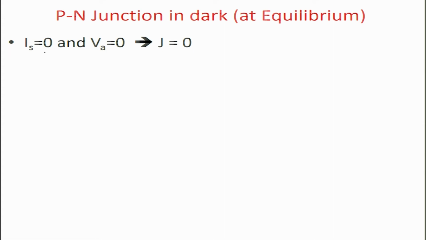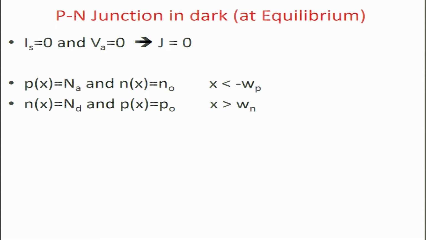So of course Is is equal to 0, Va is equal to 0, which means J should also be equal to 0, which is perfectly fine, and if you do that you will find the following. And then of course Px is equal to Na and Nx is equal to N naught for x less than minus Wp, and Nx is equal to Nd and Px is equal to P naught.